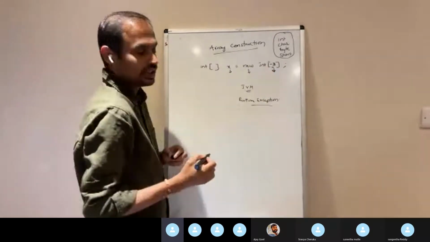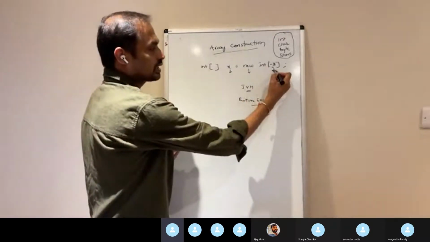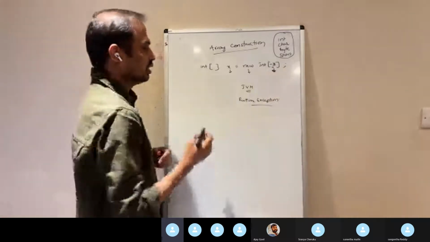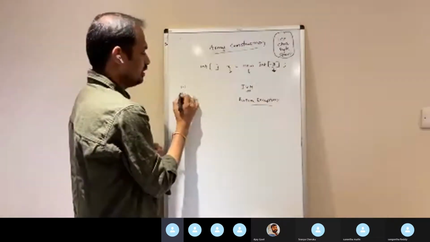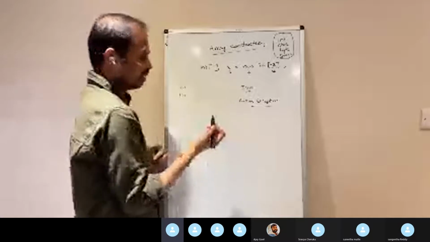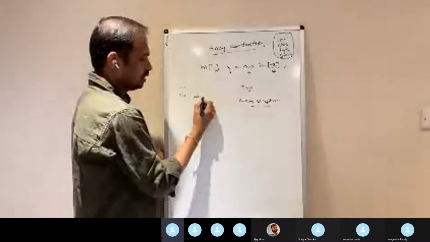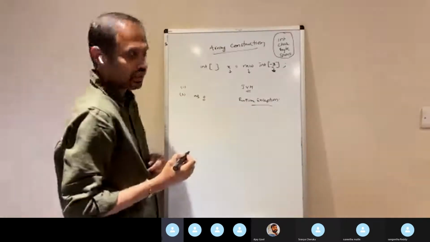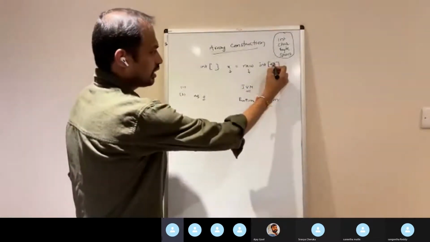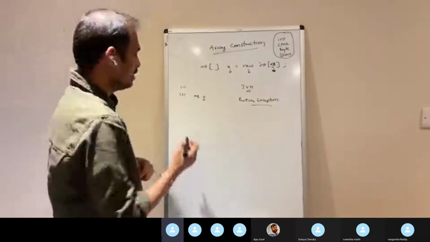At the time of array creation, there should be a size. Okay, the first one. Second one, it is legal to have an array size of 0. We can keep an array size as 0. That doesn't throw an error.